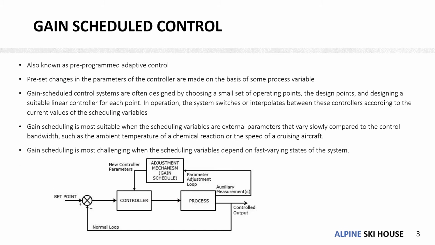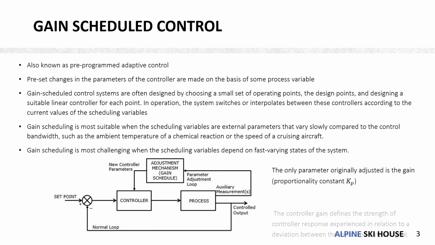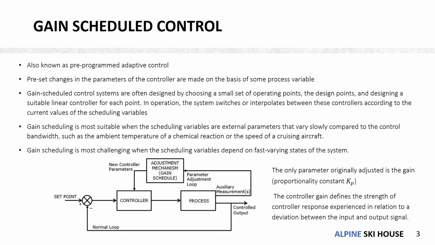So the gain scheduling is most challenging when the scheduling variable depends on the fast varying state of the system. Now in this mechanism, the only change is made in the gain. So what is gain? Gain defines the strength of the controller response. So instead of changing the input parameters directly, the gain is changed in relation to the difference between the input and output signal, or the deviation between the actual and desired response.